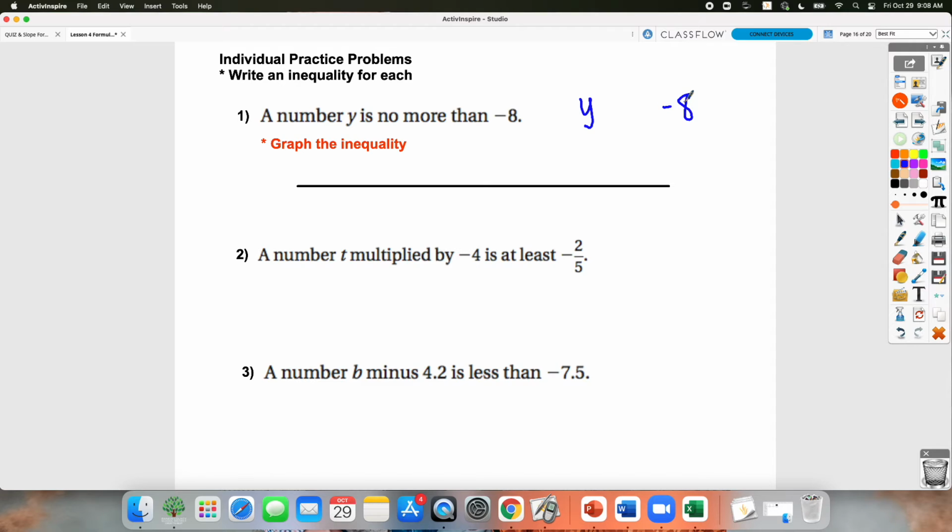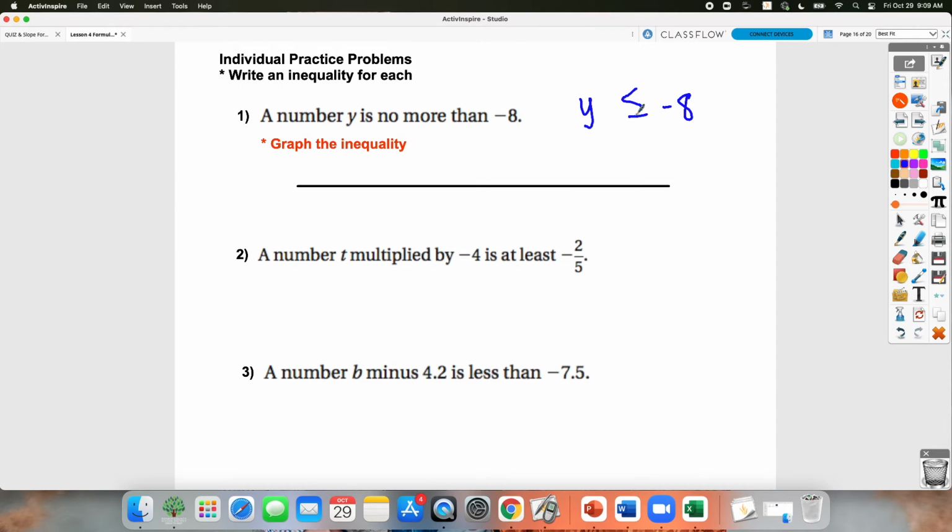If it's no more than negative 8, could it be exactly negative 8? So I definitely agree with the less than, and I'm glad you said that instead of greater than. But I'm just going to add an or equal to, because if it's no more than negative 8, that means we just can't go above negative 8. It could be exactly negative 8 or anything less than that.